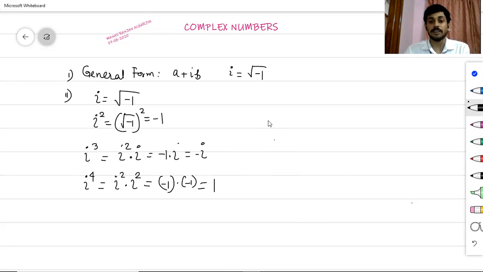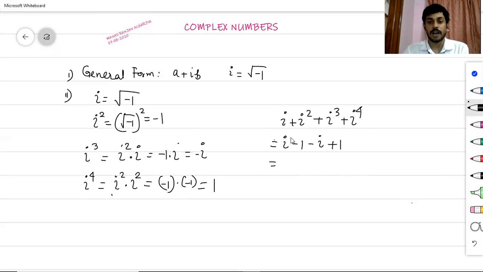Hence, what happens if we add iota, iota square, iota cube and iota to the power 4? Can you guess? It will be iota plus iota square plus iota cube plus iota to the power 4. That is equals to iota. And iota square is minus 1. So we'll write down here minus 1. Next, iota cube, that is minus iota. So we'll write down here minus iota. And iota to the power 4, that is equals to plus 1.